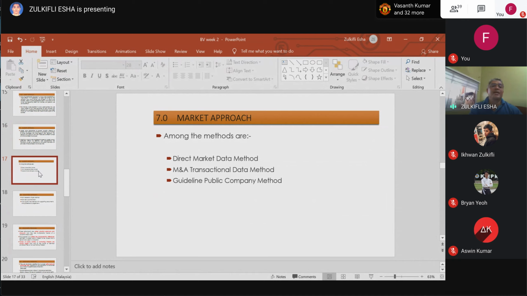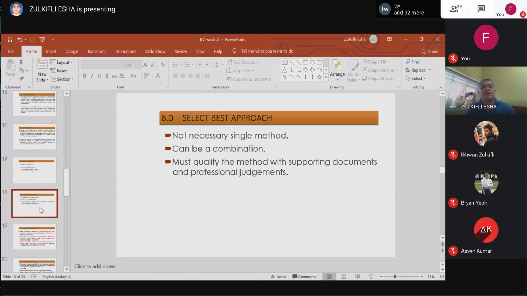So these are the market approaches methods that you can use. Direct market data method, merger and acquisition transactional data method, guideline public company method. So this one we will go through later. But before we go through, if you have time, maybe you can find some basic info about these three methods under the market approaches, so that when we go through the methods, you already have some idea, so it is easy for you to decide whether you understand every single method under market approaches.